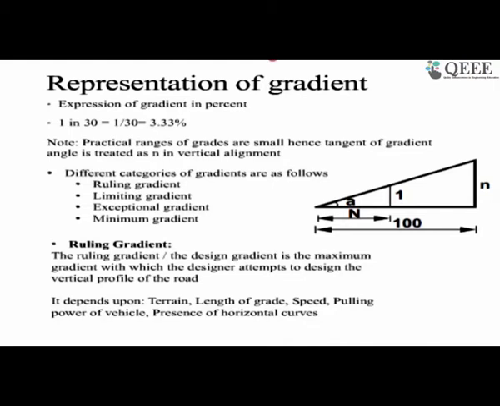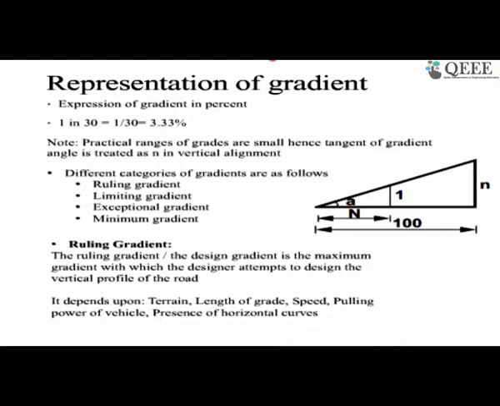Now what are the different gradients we see on the roadway? We see these 4 different gradients. One is the ruling gradient, another is the limiting gradient, another is the exceptional gradient, and the 4th one is the minimum gradient. We'll go through these various gradients one by one.